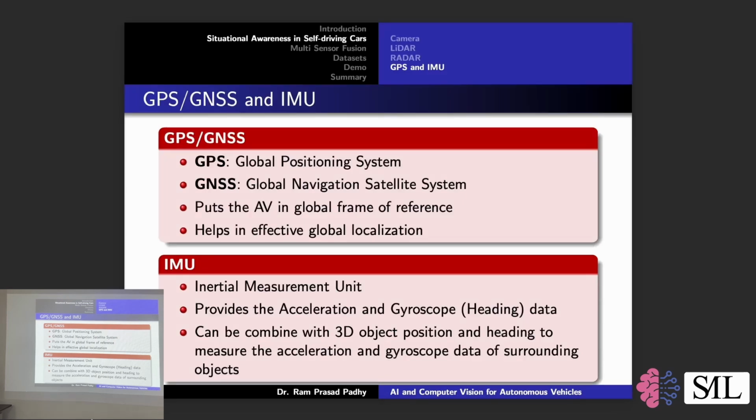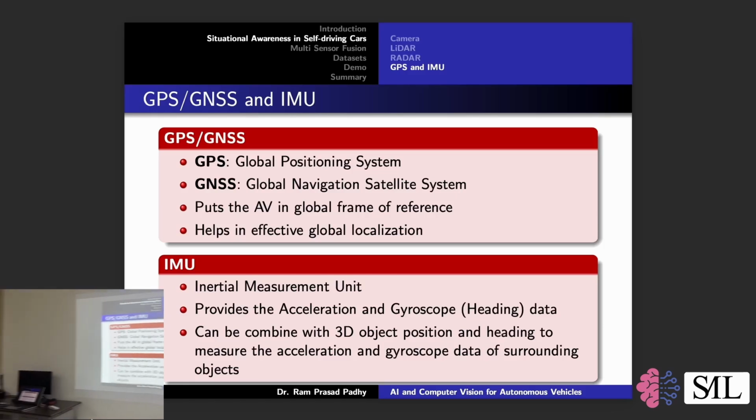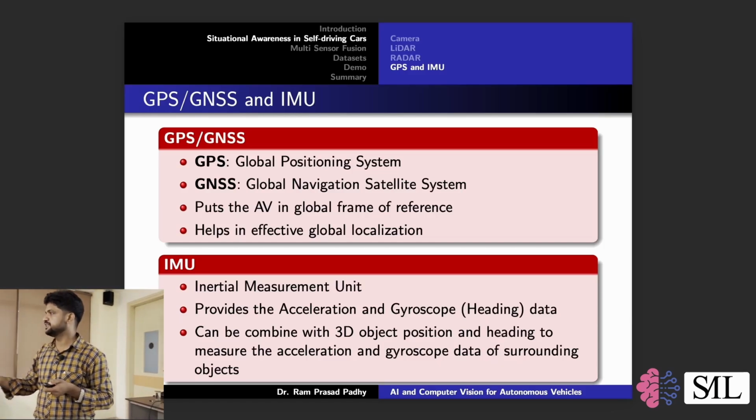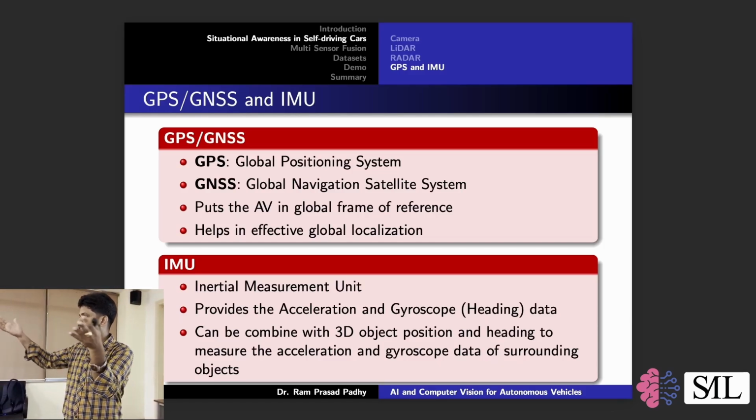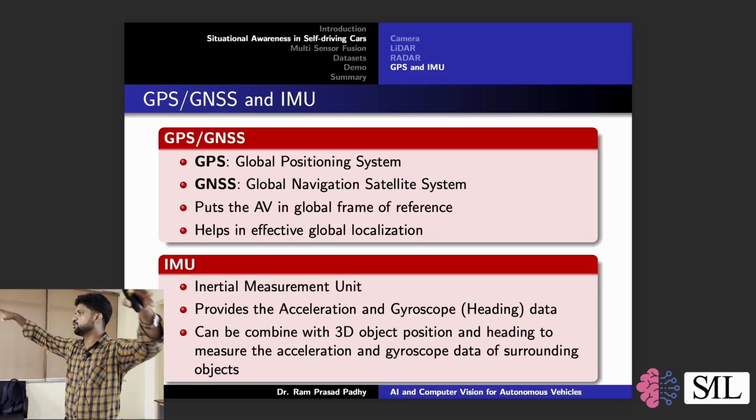GPS and IMU. If you come to these two sensors, GPS gives you the global positioning, where the vehicle is with respect to others in the environment. There is no AI, ML or computer vision being used as such. It is just how to process the data to come up with an accurate global map.